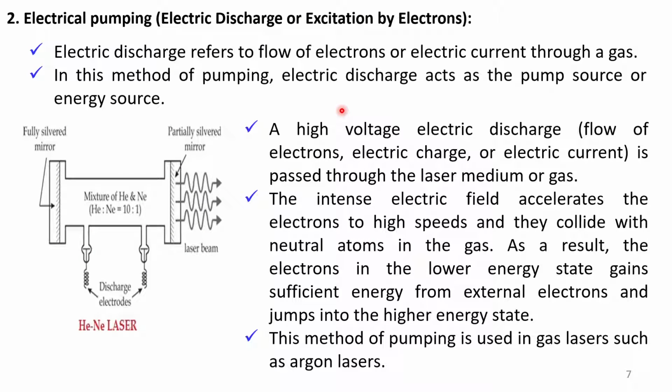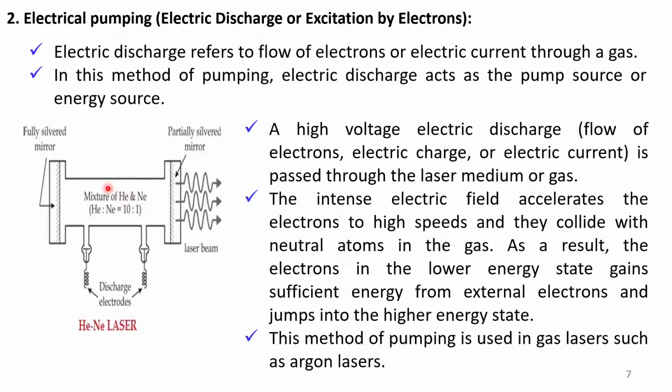The second type of pumping is the electrical pumping. Now it is also known as the electrical discharge or the excitation by the electrons. Here the electrical discharge refers to the flow of electrons or the electric current through a gas. So in this method of pumping, the electrical discharge acts as the pumping source or the energy source. Now in this figure we can see one type of laser, which is known as the helium neon laser or the gas laser.